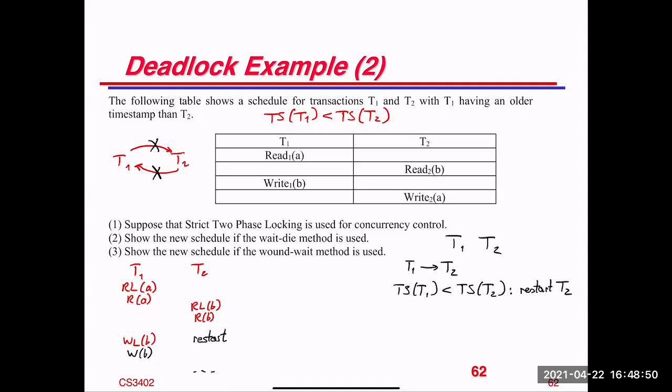That's why we said the wound-wait rule is a preemptive rule. So the older transaction can wound the newer transaction, the younger transaction. Whereas the wait-die rule is non-preemptive. If the younger transaction tries to acquire a lock and that lock is taken by an older transaction, then the younger transaction will restart itself in a sense.